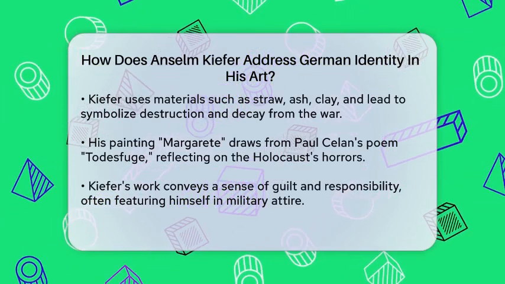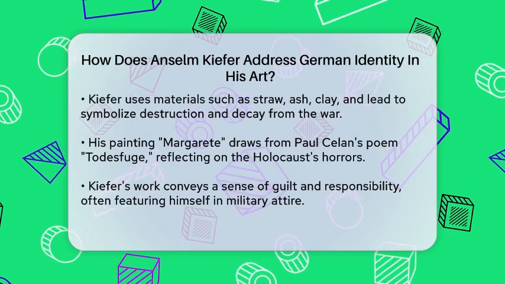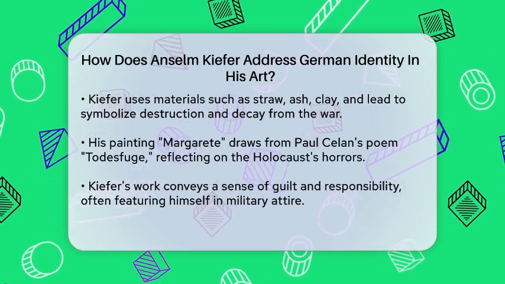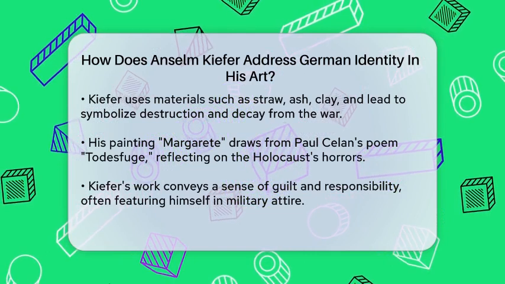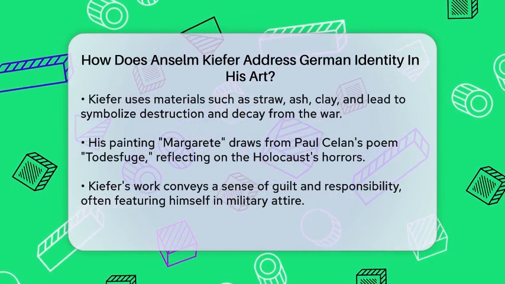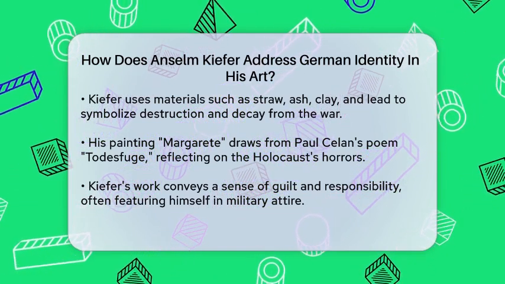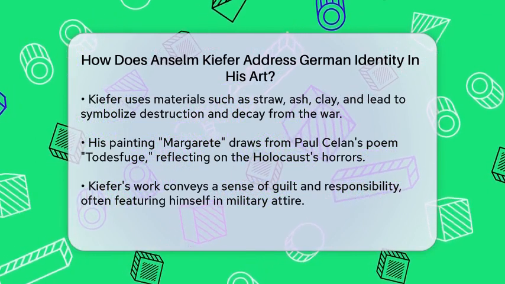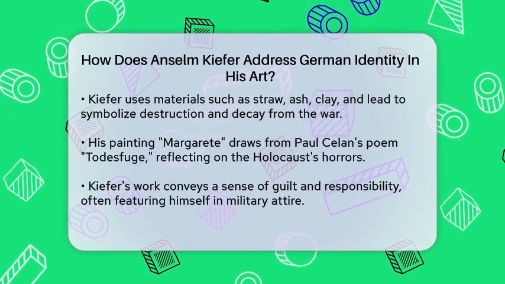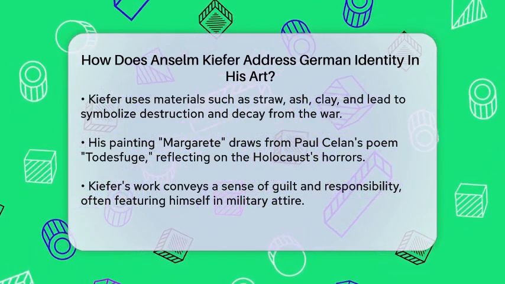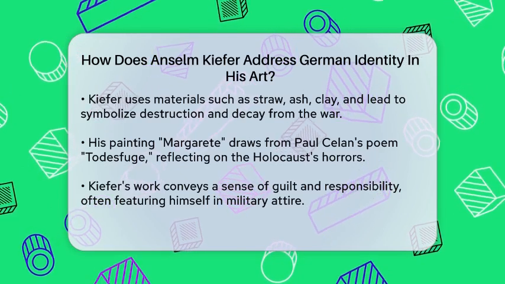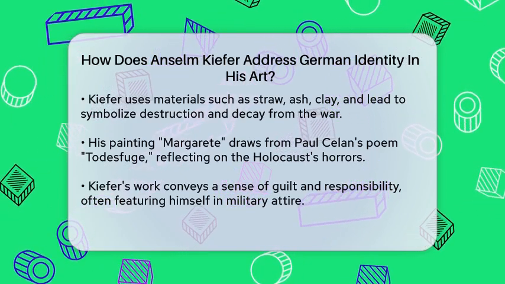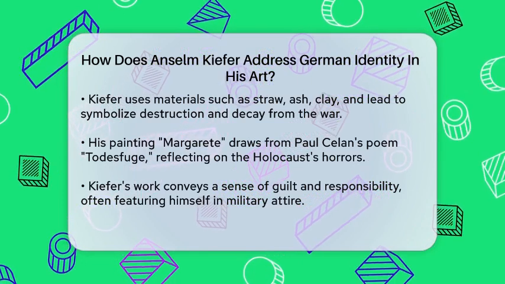The artist's use of materials like straw, ash, clay, and lead adds a tactile and almost visceral quality to his work. These materials symbolize the destruction and decay that resulted from the war and the Nazi regime. For instance, his painting Marguerite, inspired by Paul Celan's poem Todesfuge, Death Fugue, uses oil and straw on canvas to convey the horrors of the Holocaust.